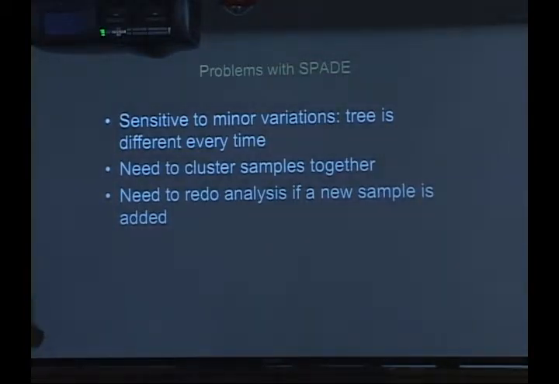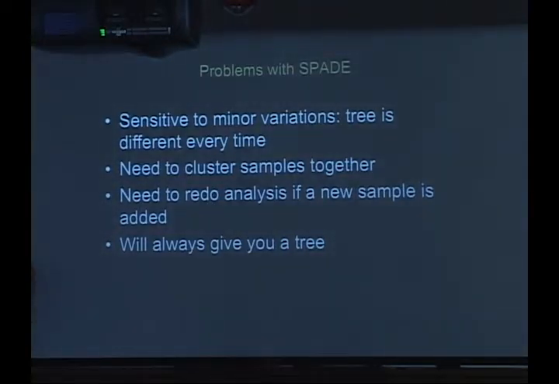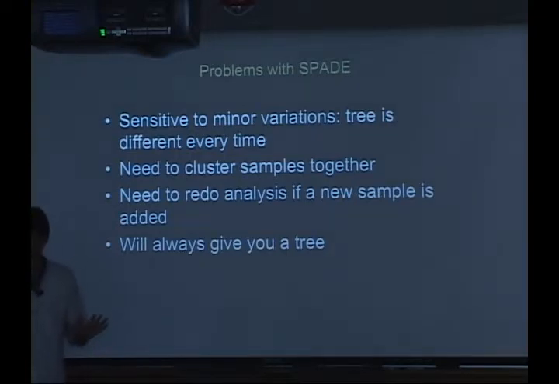Okay? And the other thing which is very important, and this is not a limitation, but just the way that SPADE is defined, is that it will always give you a tree. So the fact that you see a tree doesn't mean that there is some sort of very beautiful organization in your data, because even if you use random data, it will give you a tree, because that's the way the algorithm works. That's an important thing to appreciate. Then, of course, the tree doesn't mean anything, but that's up to you to figure out at that point.